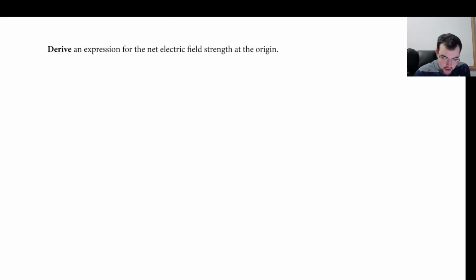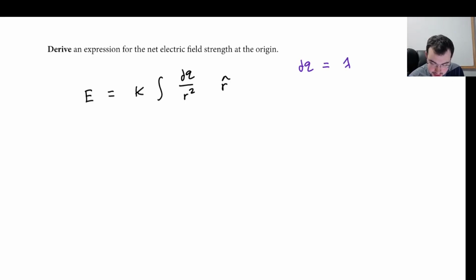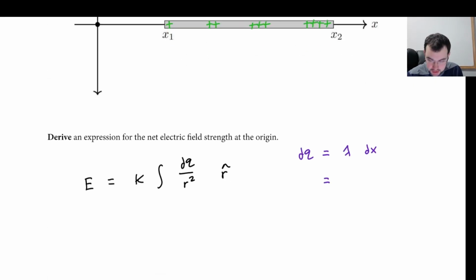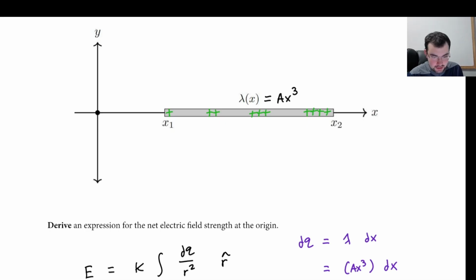So once again, we want an E field. So we integrate dq over r squared r hat. And we've got to get rid of dq, we've got to get rid of r, and we've got to make a component extractor if needed. So dq, this is still a rod, so lambda dx is the one we're going to want. And lambda was given to be a x cubed. And we're slicing along the x-axis, so dx gives us our little charge segments.